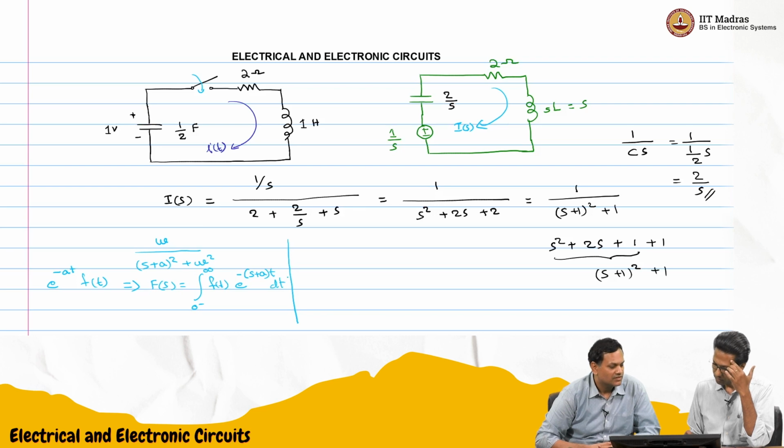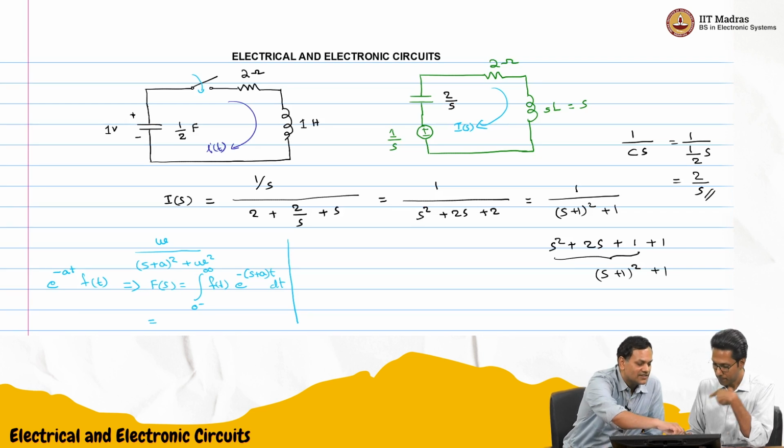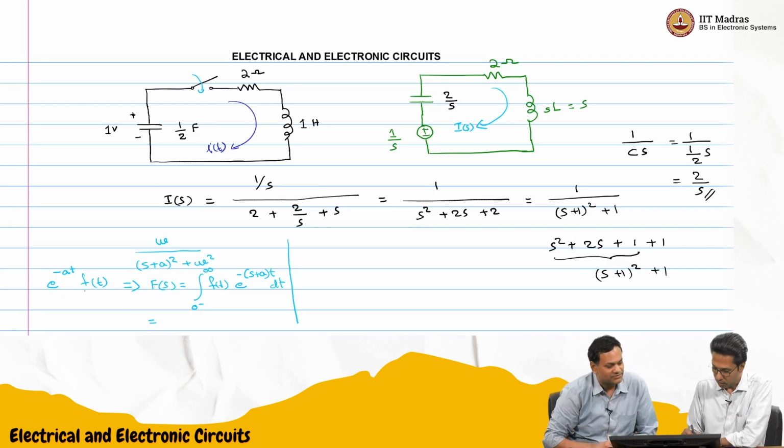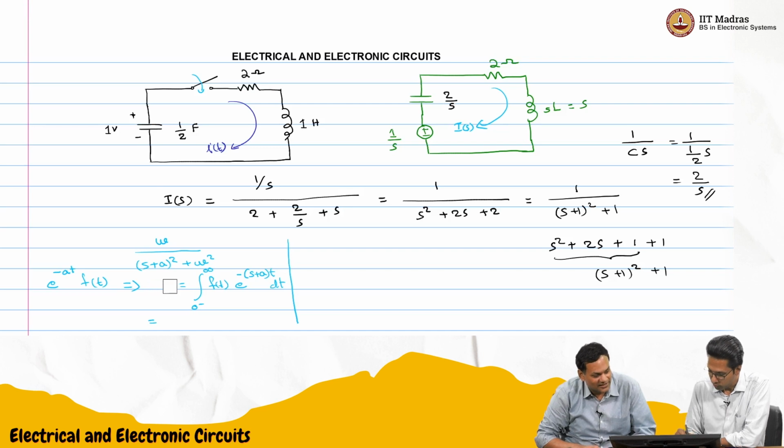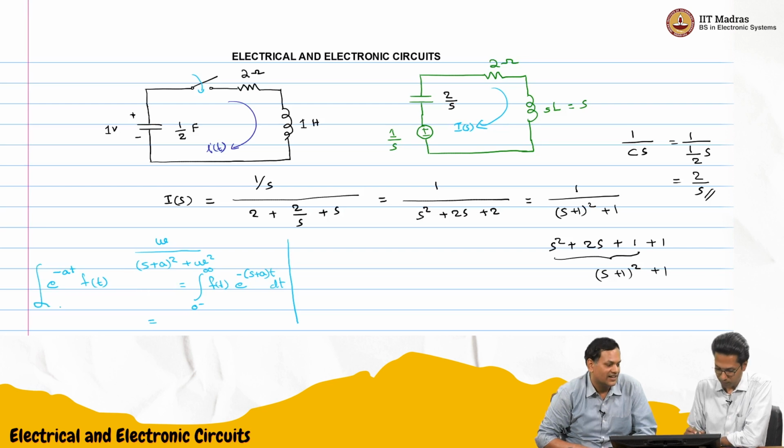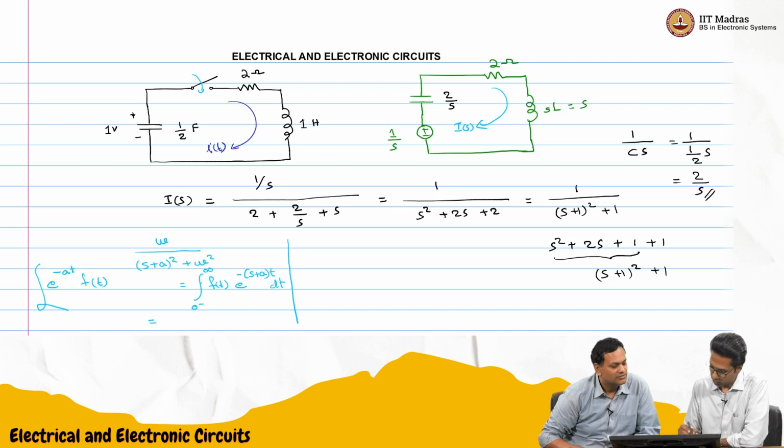So what is this equal to? I mean, s has changed to s plus a. Actually, this is not f of s, because F of s is the Laplace transform of f of t. So we can't write f of s here. Let me write the Laplace transform of this. Now it is accurate. So the Laplace transform of this is capital F of s plus a.